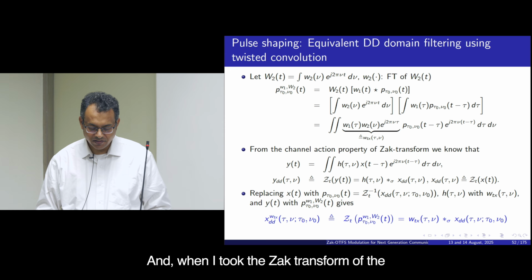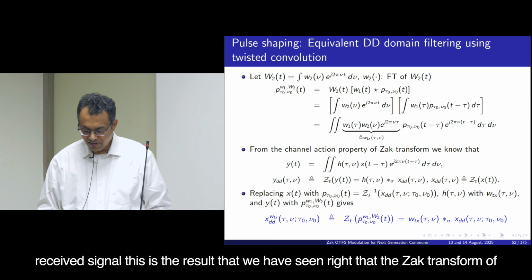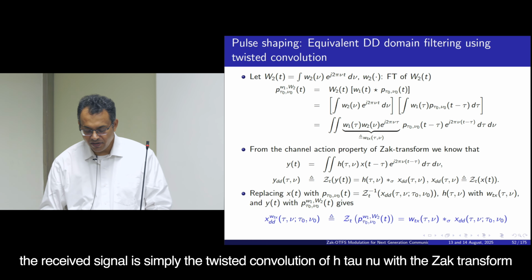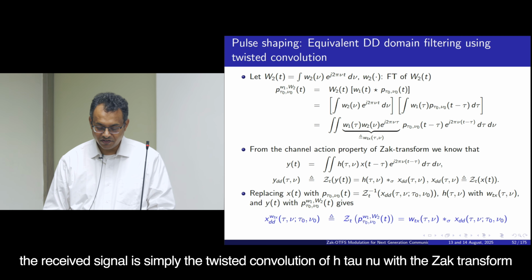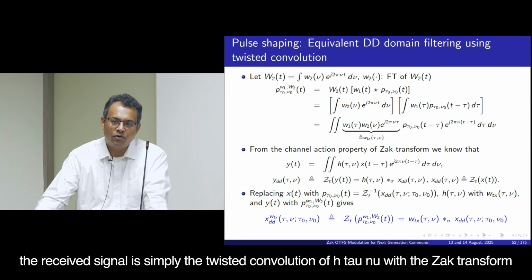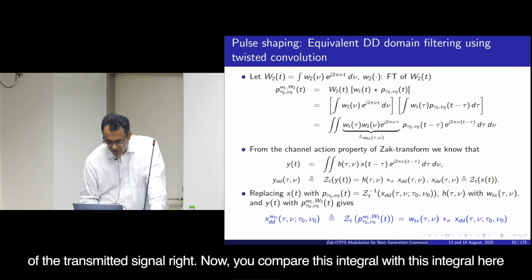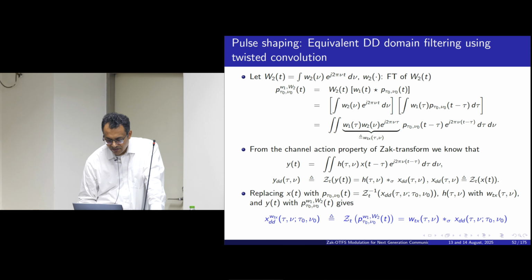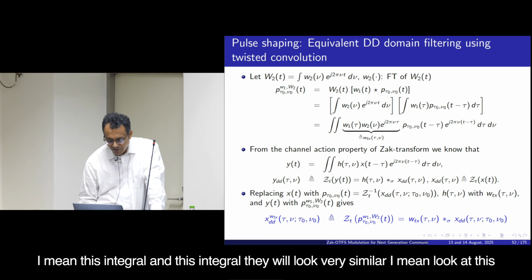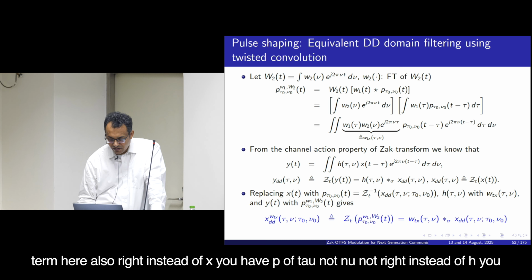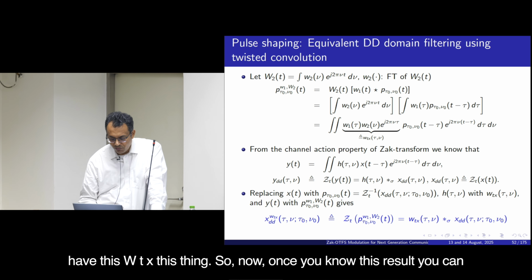And when I took the Zak transform of the received signal, this is the result that we have seen, that the Zak transform of the received signal is simply the twisted convolution of h tau nu with the Zak transform of the transmitted signal, right. Now, you compare this integral with this integral here. They will look very similar. Look at this term here also, right. Instead of x you have p of tau naught nu naught, instead of h you have this wtx, this thing.